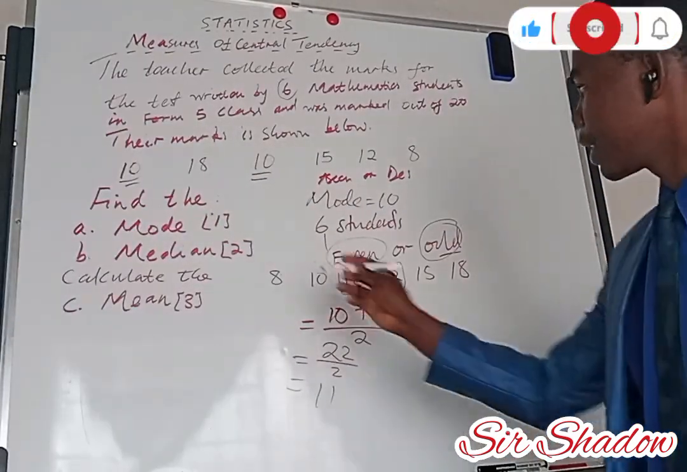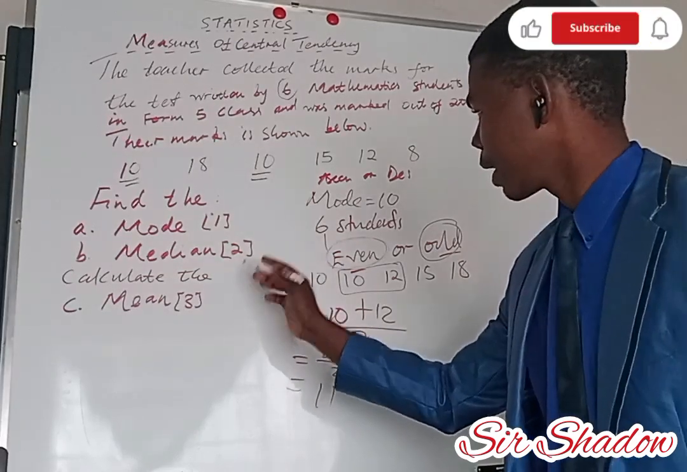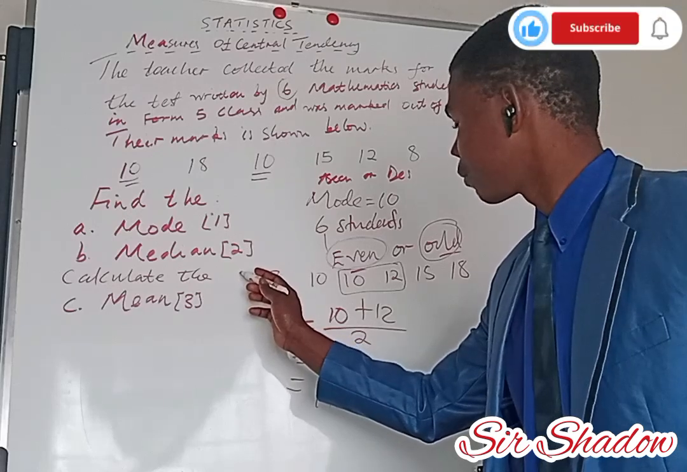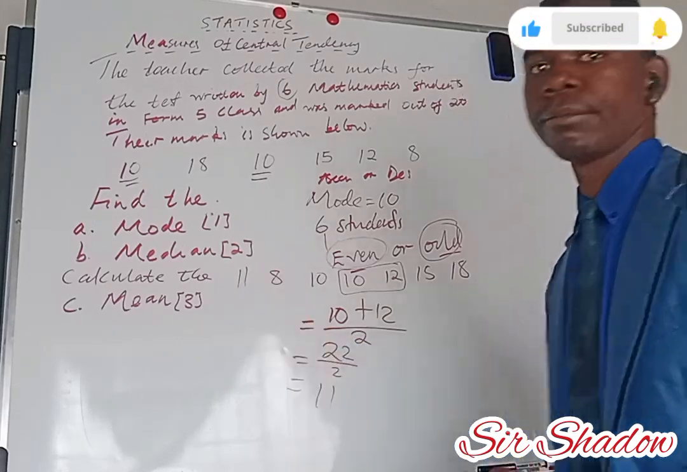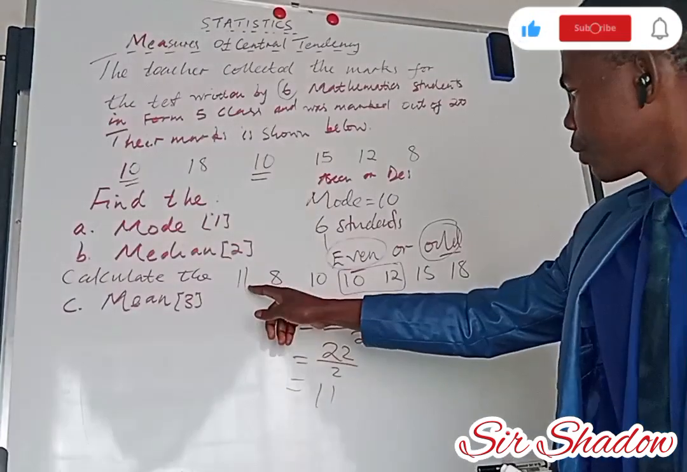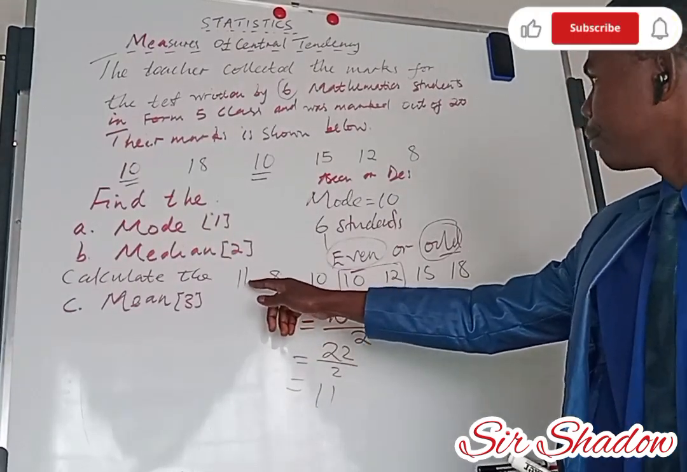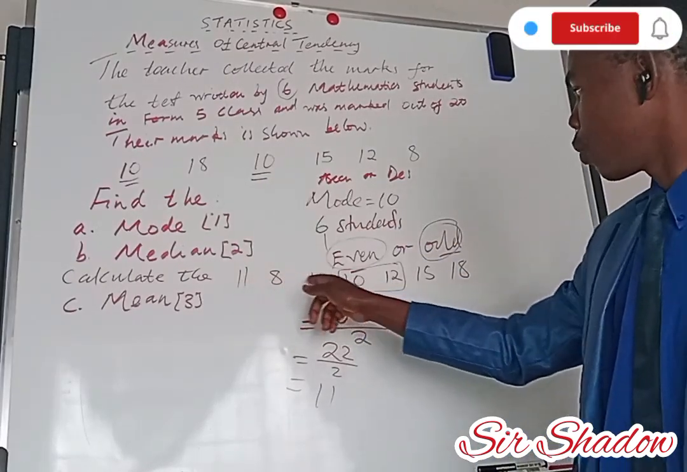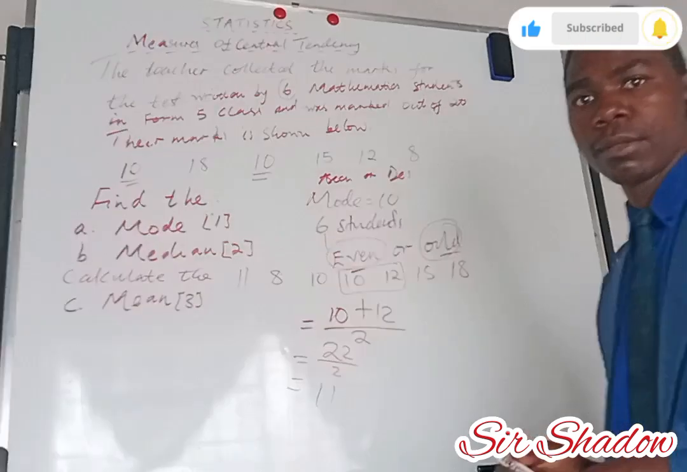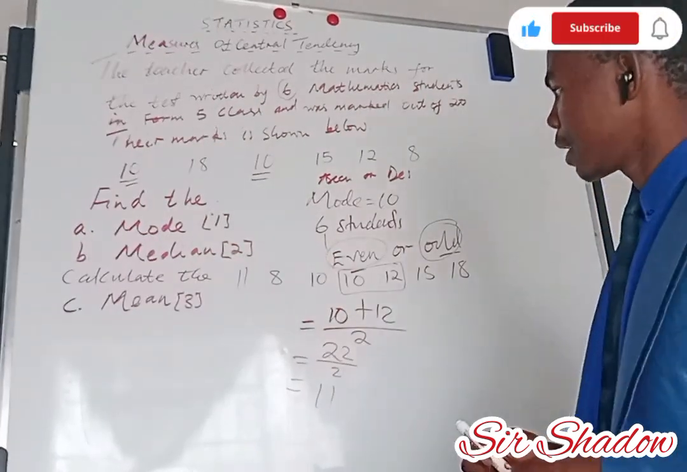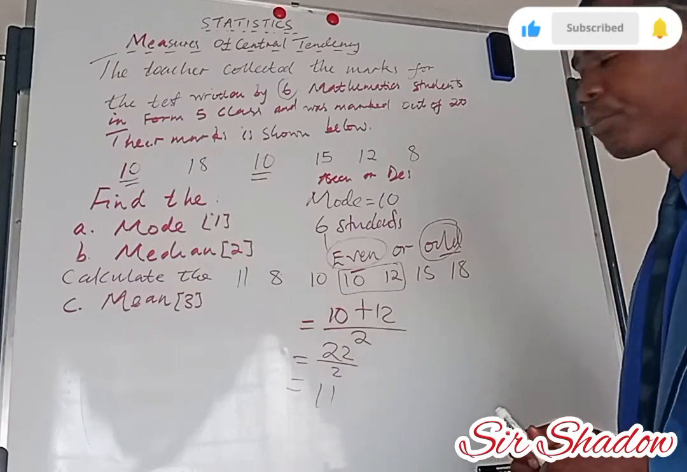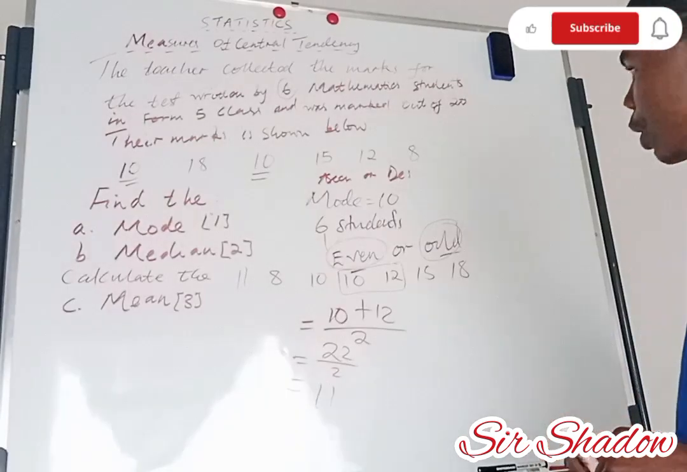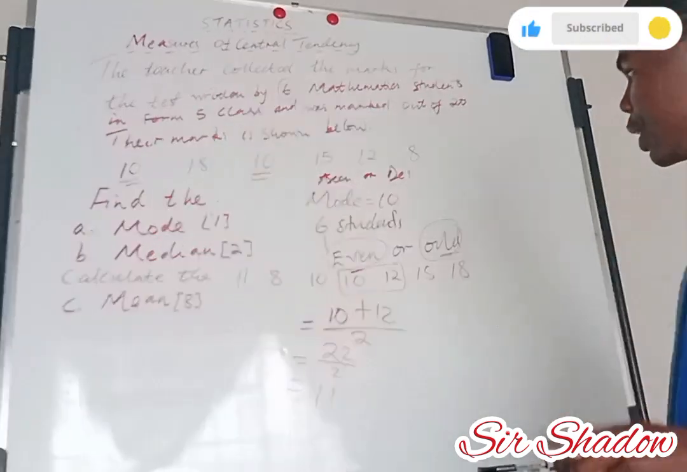For instance, let's add another value here. For example, let's add 11 here. Now, instead of 6, we now have 7 students. 1, 2, 3, 4, 5, 6, 7. So 7 students wrote the test, and their marks were recorded. So if it's odd, it means the median is real.